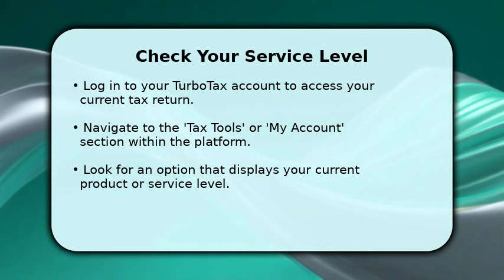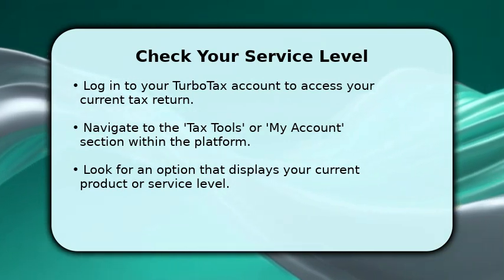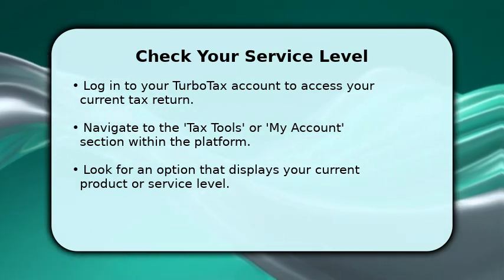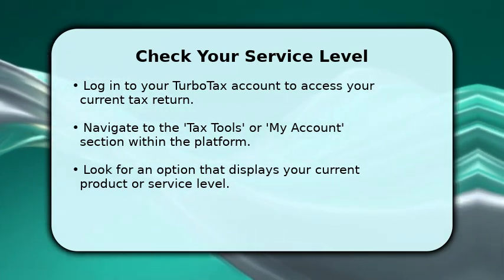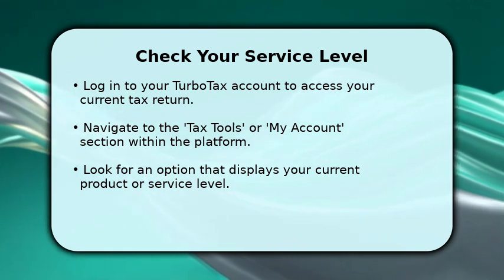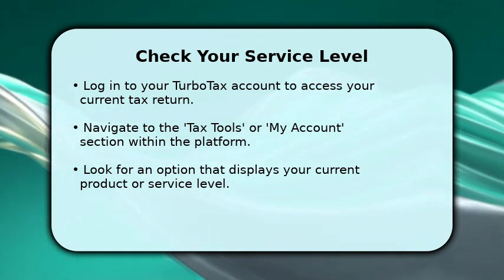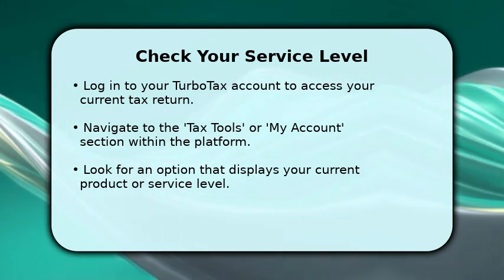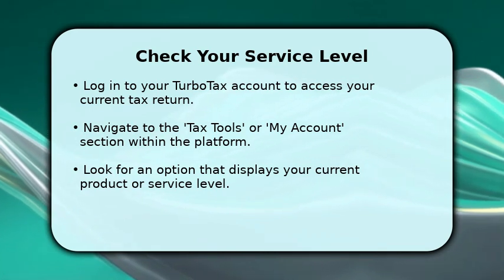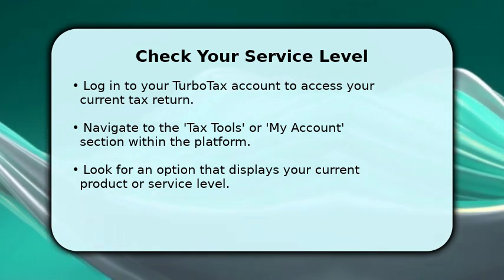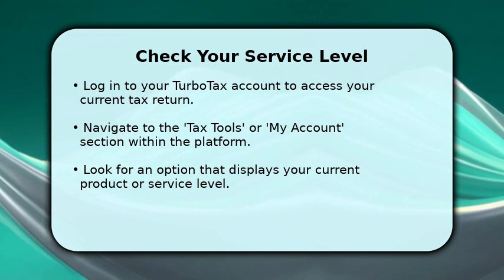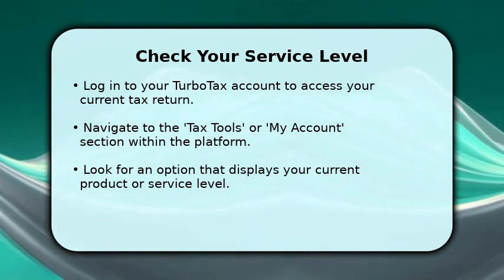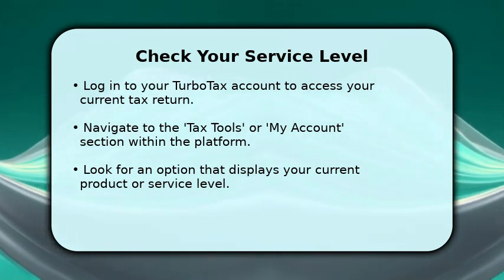First, you will need to log into your TurboTax account. Once inside, locate the Tax Tools or My Account section, typically found on the left-hand navigation bar or at the top of the page. Here, you should see an overview of your current tax return and the product you are using. It is important to verify that you are currently on a premium service level before attempting to downgrade, ensuring you are making the correct adjustment.